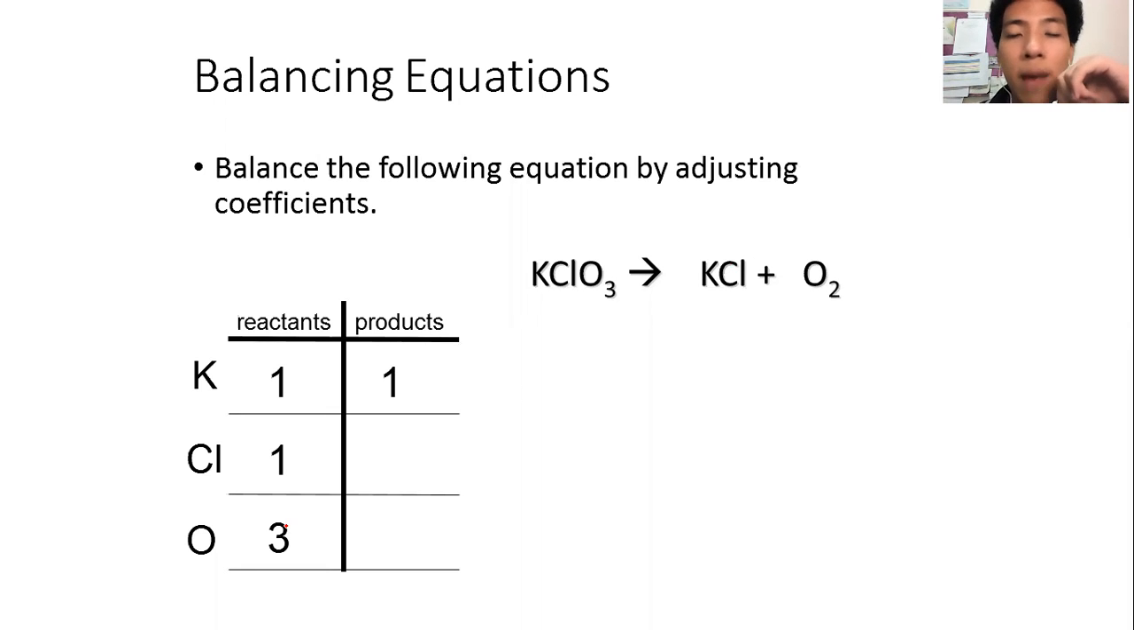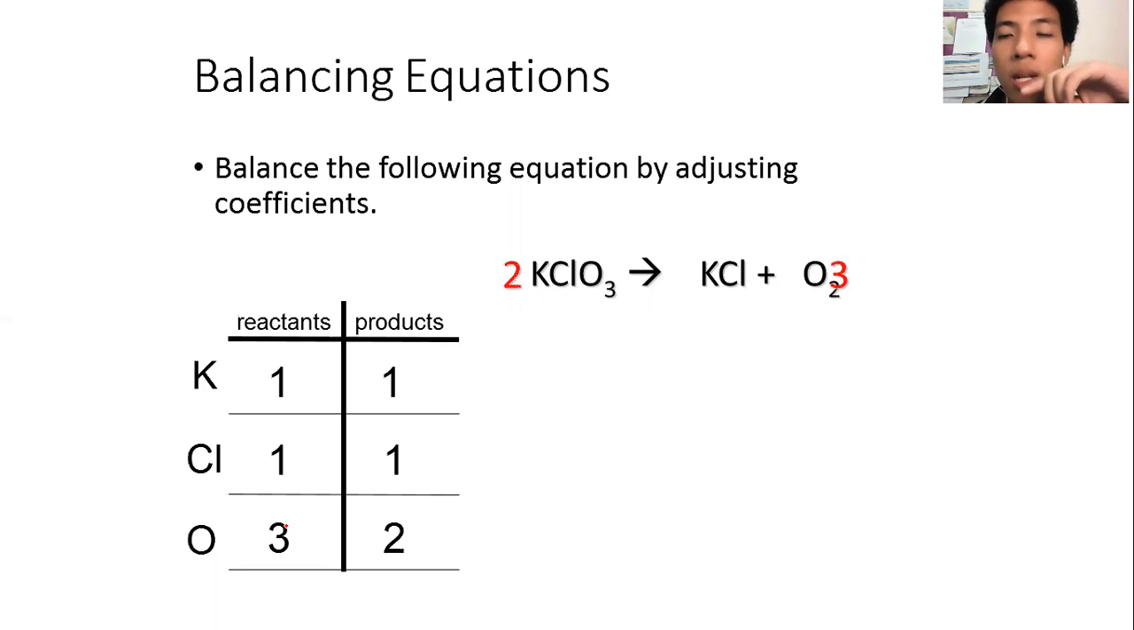And for the product side, we have 1 for the potassium. And then for the chlorine, we have 1. And for the oxygen, we have 2. So that means we now have balanced numbers of atoms for the potassium and chlorine. We need to balance the oxygen number from reactant and product. Since in our reactants we have 3, we need to raise somewhere to balance it with the number on the product side. So how are you going to do that?